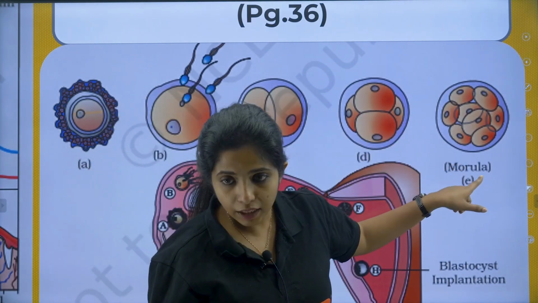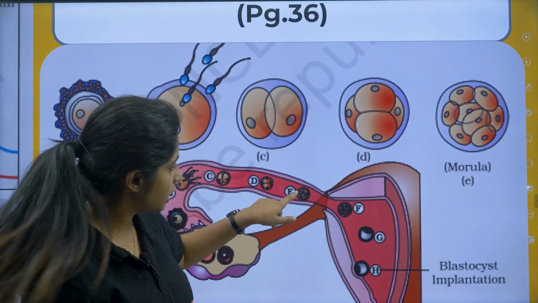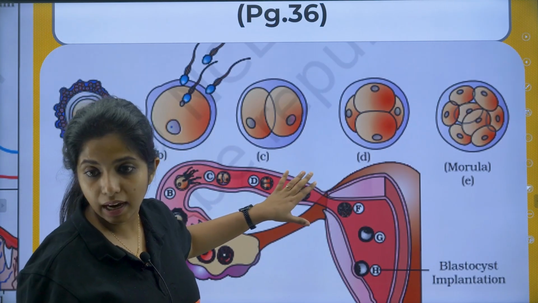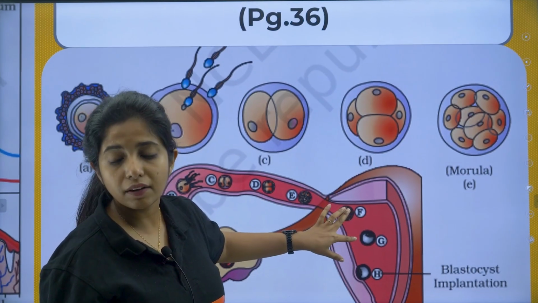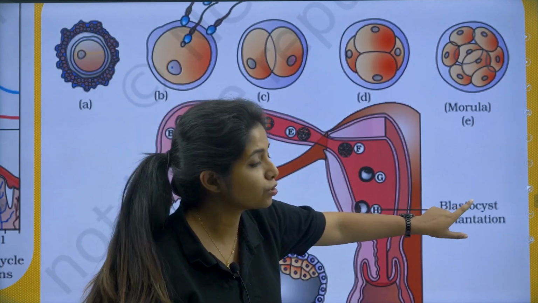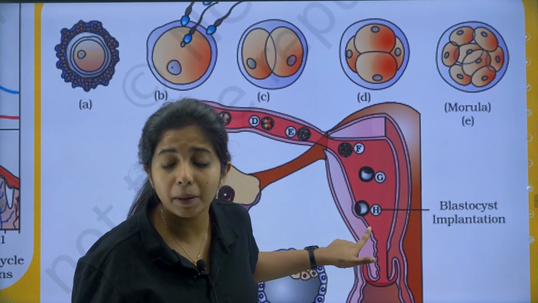This is morula, my dear children. Where is morula? It is E. E is up over here, so it's towards the end of the oviduct. From here again division will be taking place. It will form the blastocyst stage. In this stage implantation takes place.